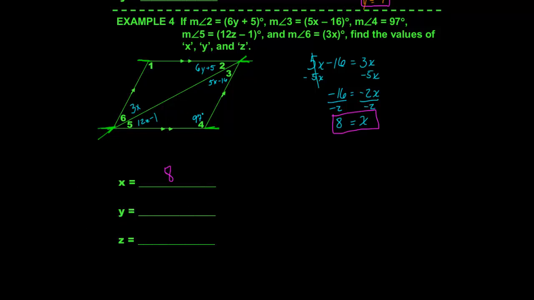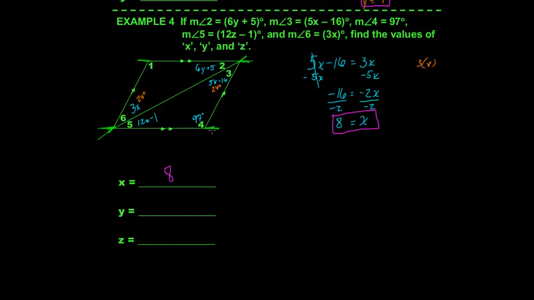I'm going to come over here and fill in information we know. If x equals 8, then what is 3 times 8? Well, 3 times 8 will give you 24. So we'll be able to say this is 24 degrees. And we know these two are congruent, so this is also 24 degrees.